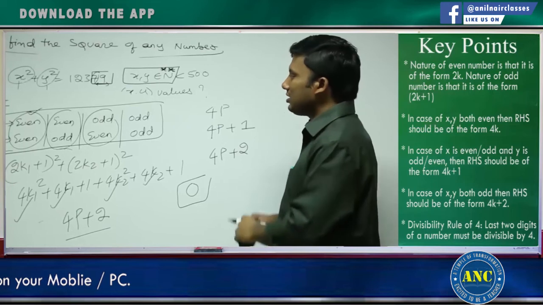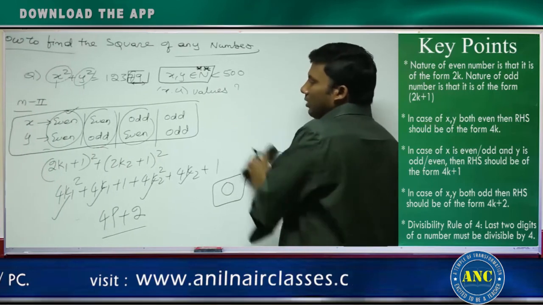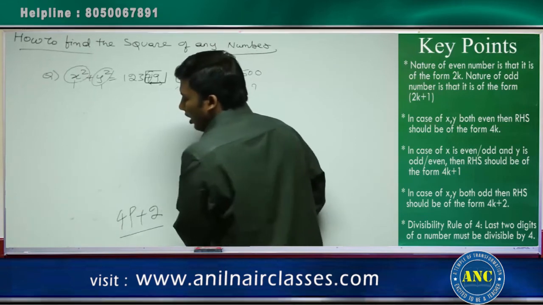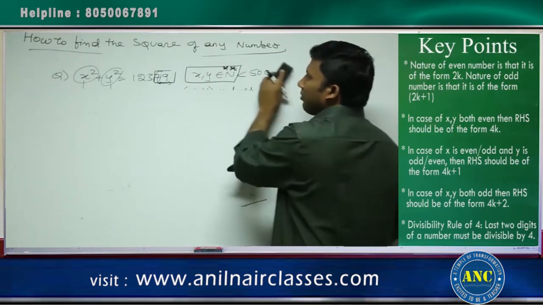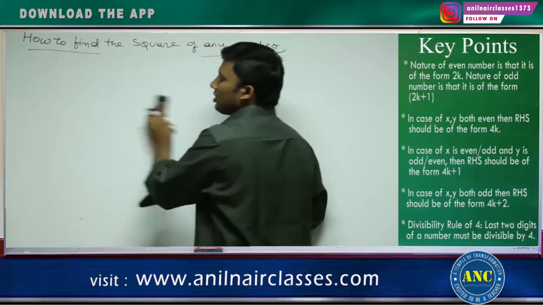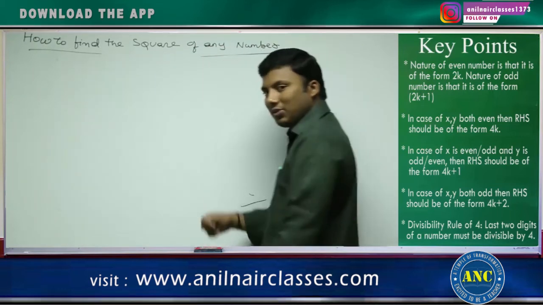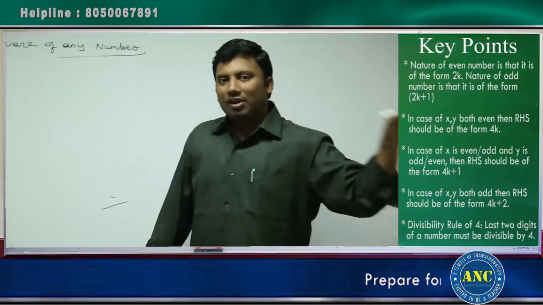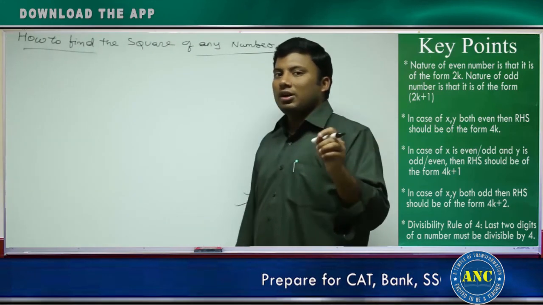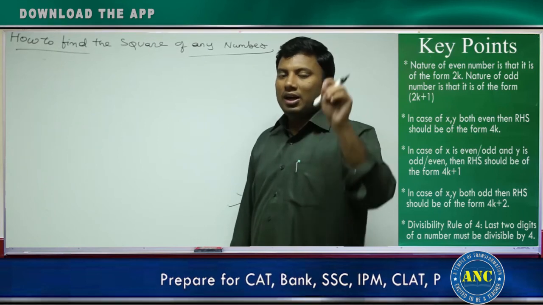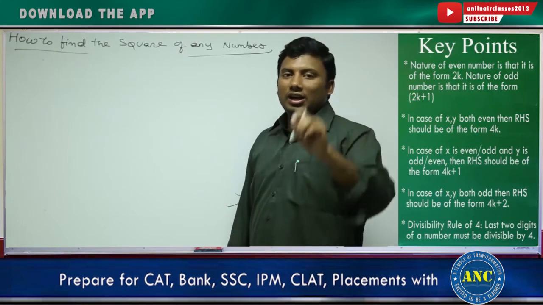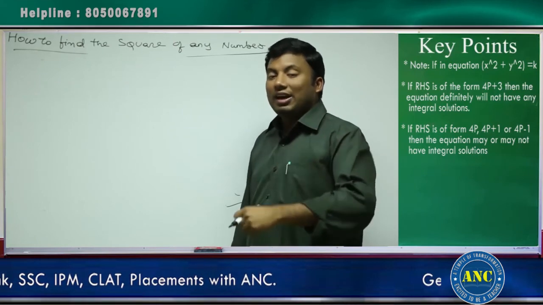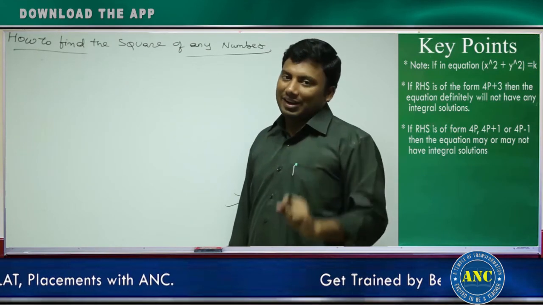Now, let us discuss one more question based on this, so that this concept will be very clear to you. Last question, the important learning from the question: if there is any equation of the form x square plus y square equals k, and the right hand side is of the form 4p, 4p plus 1, or 4p plus 2, there may not be integral solutions. If the right hand side is of the form 4p plus 3, definitely it will not have any integral solutions.